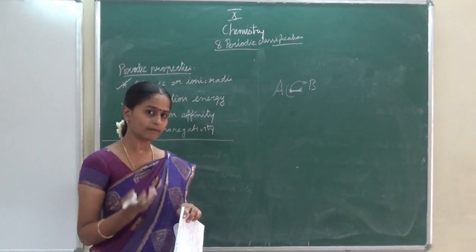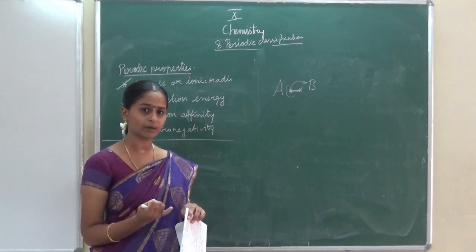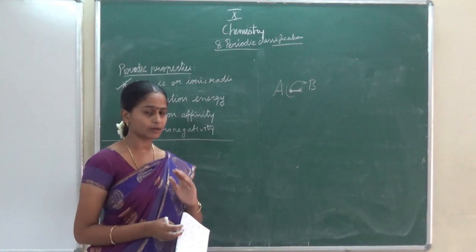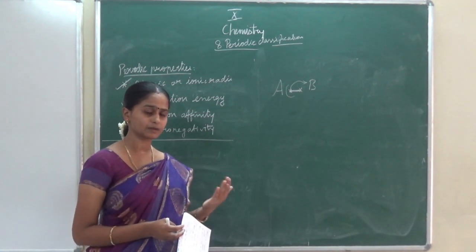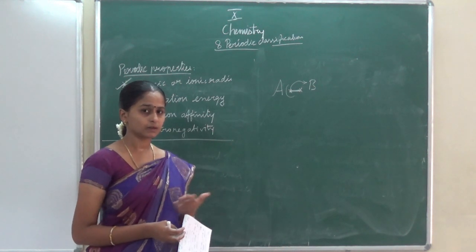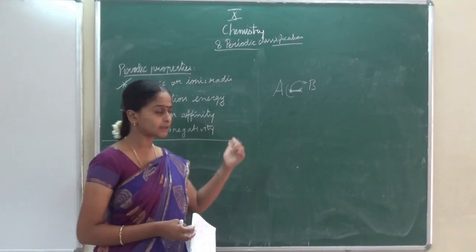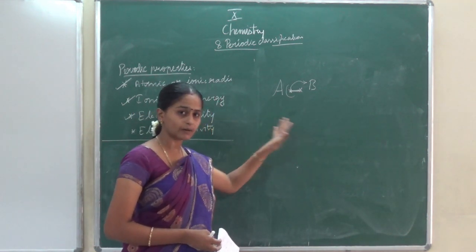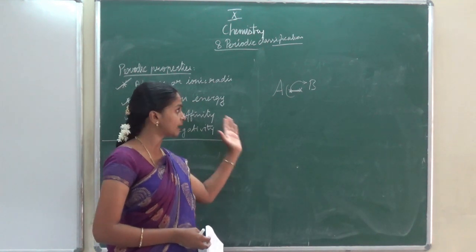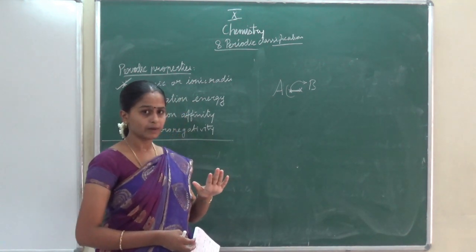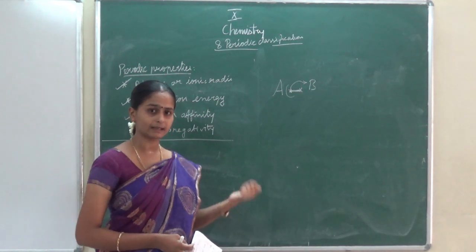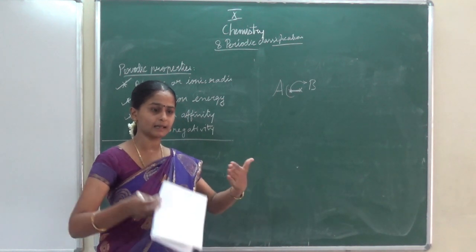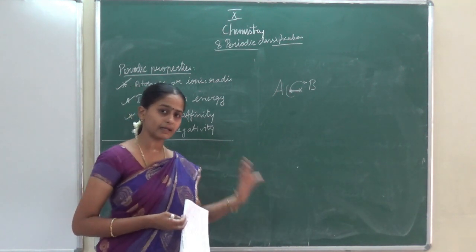Have you learned the types of bonds? Covalent bond, coordinate bond, ionic bond, like that we have learned. If you have any doubt, you can ask. If you want me to teach, you can ask. Ionic bond means one atom loses an electron and another atom gains an electron. Such a bond between atoms A and B is called an ionic bond. One will become plus and another will become minus. Plus and minus, then the electrostatic force forms. That is called ionic bond.